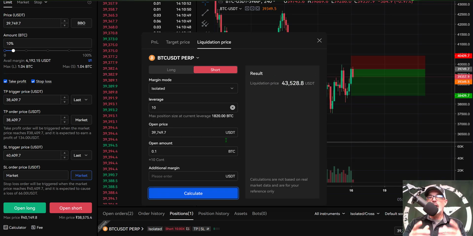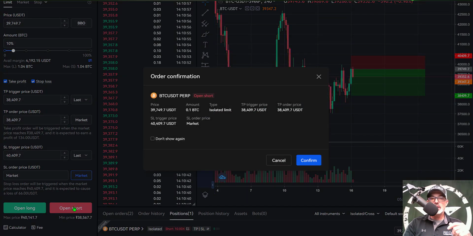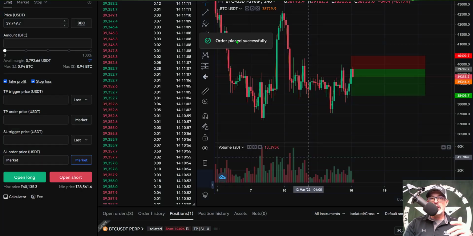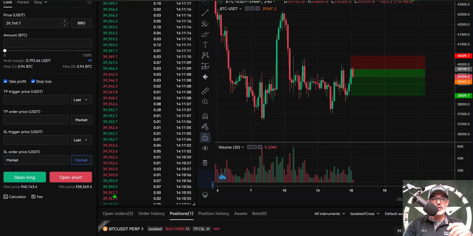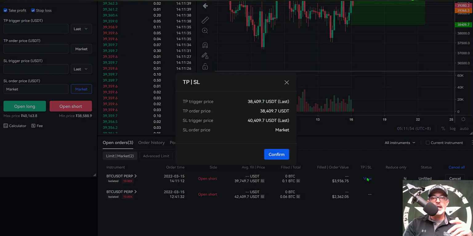Alright, now that we have all this intel, I'm ready to pull the trigger on this trade. All I need to do now is come down to the bottom of the screen where it says open short and give that a click. You'll see I get a confirmation with all the details of this particular trade, and if that all is good, I would click confirm. My order has been placed successfully. I can jump down at the bottom of the screen to open orders, and if I scroll down, you can see the order we just placed is the first order on the board here. With our entry price of $39,749, you can see that we have our take profit and stop loss. Pop that up, and you can see the details on those orders as well.